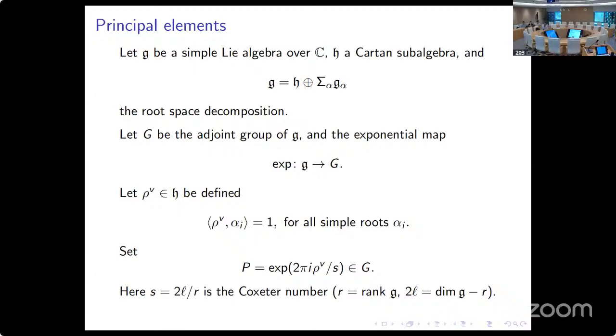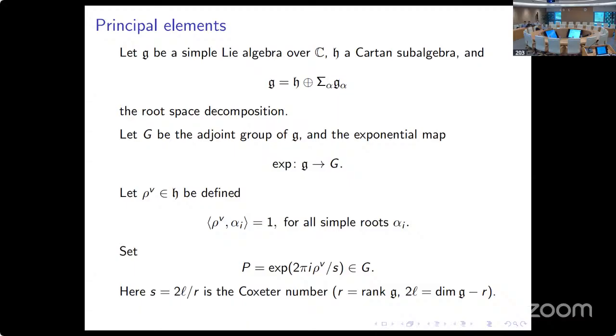G is the adjoint group, so we take G to be the adjoint group. Later, we will do the real forms, and possibly the representation has to go to the coverings. Yesterday, Daniel talked about coverings. Okay, so what is the most important element for us? It is the so-called rho check. So what is rho check? Rho check is the element in the Cartan subalgebra such that it pairs with all the simple roots equal to 1.